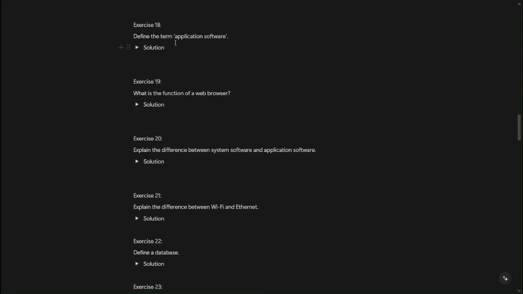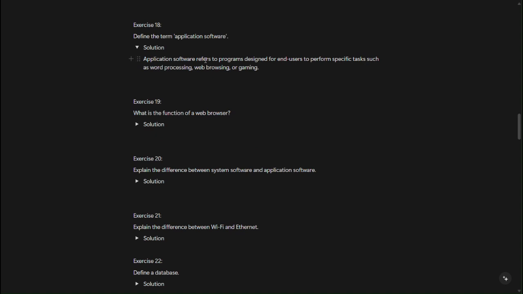18. Define the term application software. Application software is an application that can be installed on a computer or on our phone. It helps us to make a search, for example. It can be a game, an application like Facebook, WhatsApp, etc. This is the application software. Application software refers to programs designed for end users to perform specific tasks such as word processing, web browsing, or gaming.